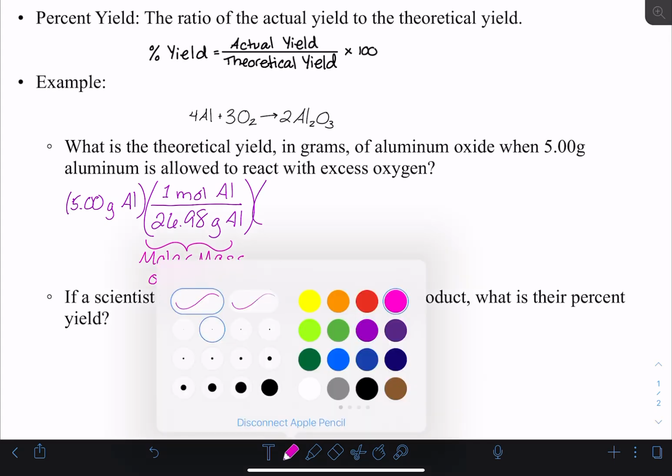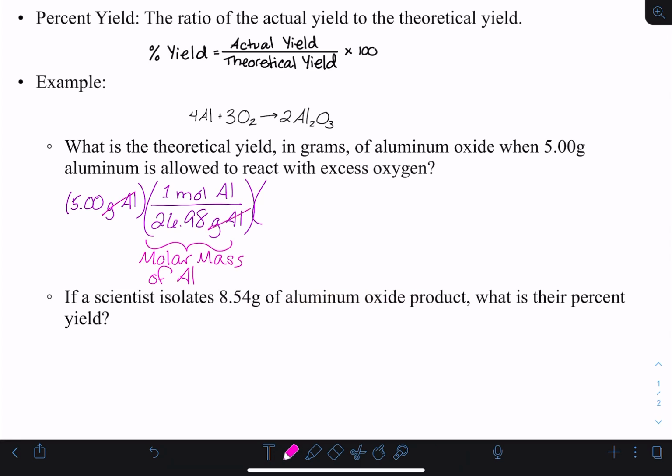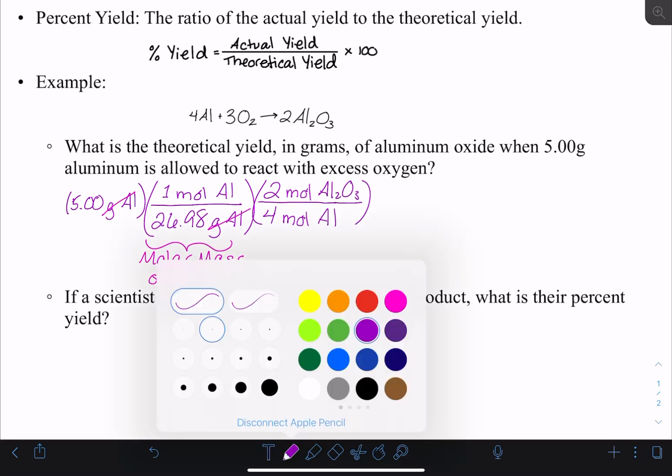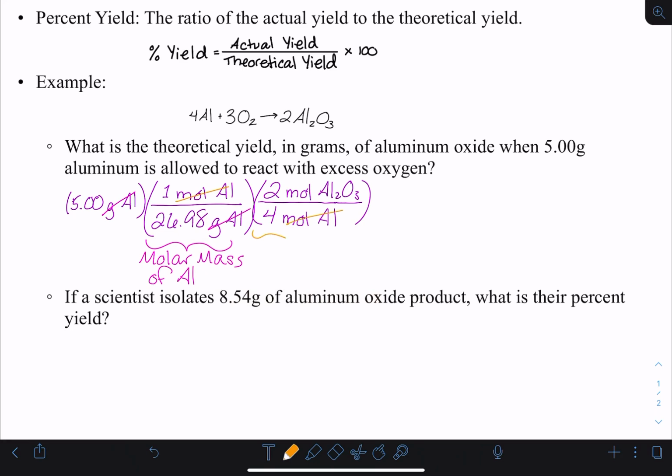At this point, we have canceled out our units of grams and we've made it into moles of aluminum, but we are ultimately interested in getting to the amount of aluminum oxide. So we next need to convert from moles of aluminum to moles of aluminum oxide, and we do that using our coefficients. If we look at our balanced reaction, it tells us that 4 moles of aluminum reacts to produce 2 moles of aluminum oxide. So that is going to be our conversion factor. 4 moles of aluminum goes on the bottom, since we need that unit to cancel. Our 2 moles of aluminum oxide goes on the top. This is our coefficient ratio from our reaction.